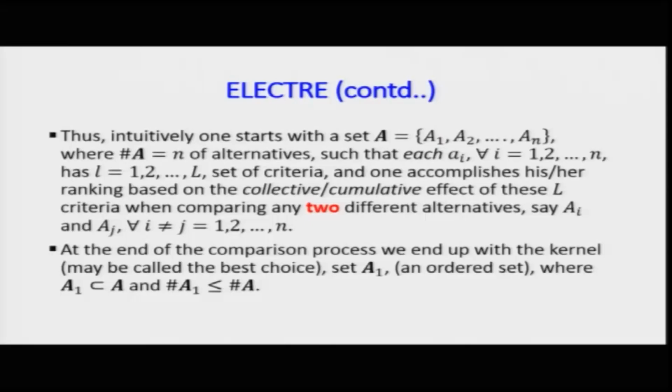Intuitively, one starts with a set A, where set A has A1, A2, A3 till An, where the small n is the number of alternatives or decisions which you have. Each will have a small a1, small a2, small a3 corresponding to the weightages you are going to give to those alternatives based on the criteria. Each Ai, that is i equal to 1, 2, 3, 4 till n, has L number of criteria.